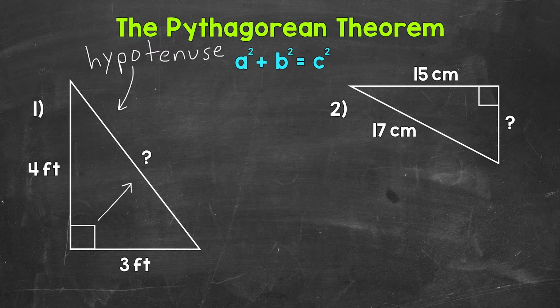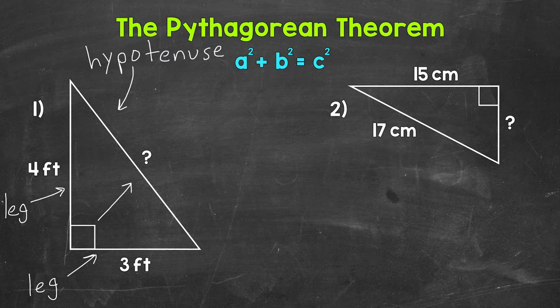The hypotenuse is the longest side of a right triangle, and again, it will be across from or opposite of the right angle. This is something we need to recognize and know when it comes to the Pythagorean theorem. Then we have the other two shorter sides. So this side right here and this side right here. These are called the legs. So this is a leg and this is a leg.